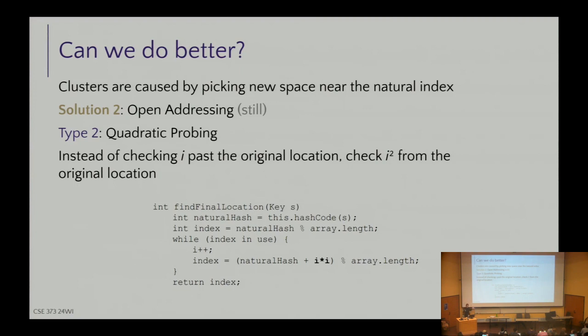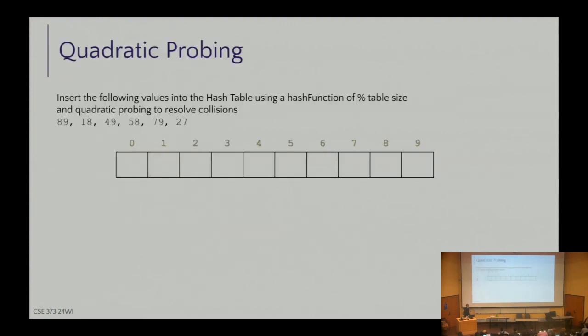Welcome to quadratic probing, where instead of just looking at the natural hash, we look at further and further away natural hashes. So we try to hash 89, that goes into its natural hash of 9. We try to hash 18, it goes into its natural hash of 8. We try to hash 49. Well, its natural hash is 9, but that's full. And then its next hash is 0, because we do 1 times 1.